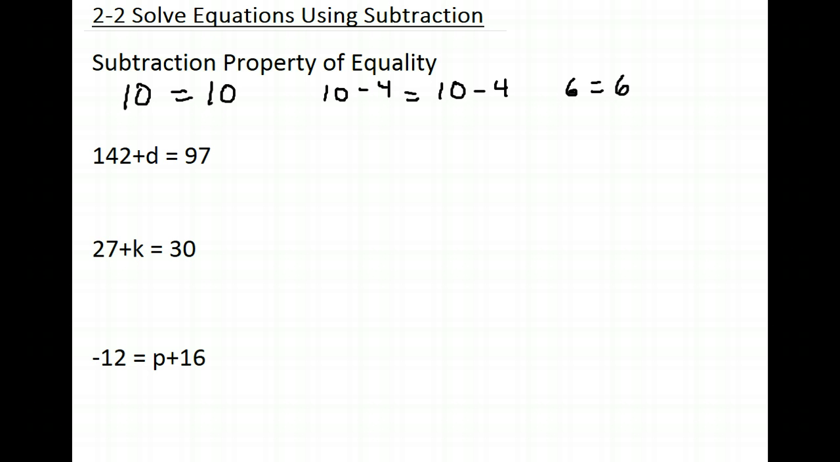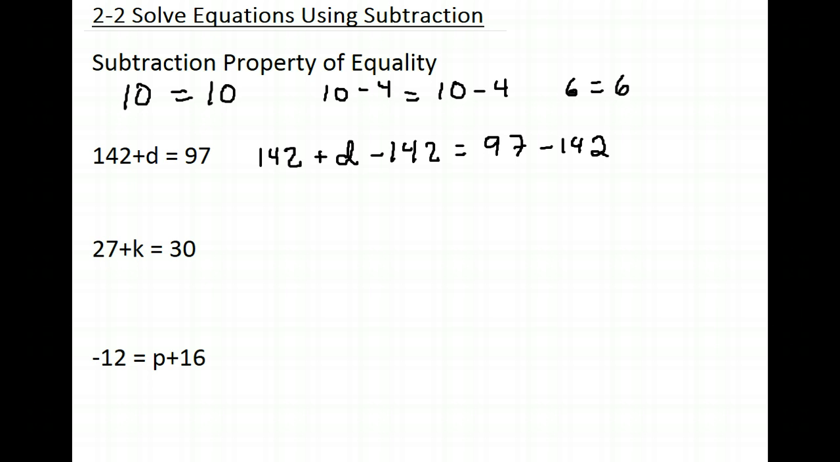So what that looks like is 142 plus d minus 142 equals 97 minus 142. What's really important here to remember is that we can't put that 142 in front of the 97. It can't be 142 minus 97, because if you remember, we cannot change the order when we're subtracting. So it's important to put the minus 142 after the 97.